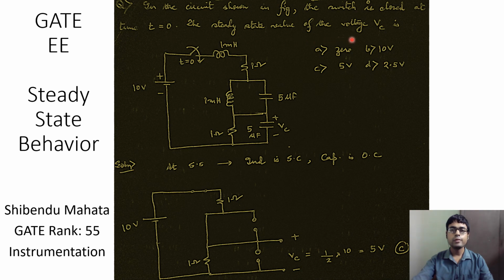The steady state value of the voltage Vc is: option A, 0; option B, 10 volts; option C, 5 volts; and the last option is 2.5 volts. This is the corresponding circuit. So here is the switch which gets closed at time t equal to 0, and we want the steady state value of the voltage Vc.